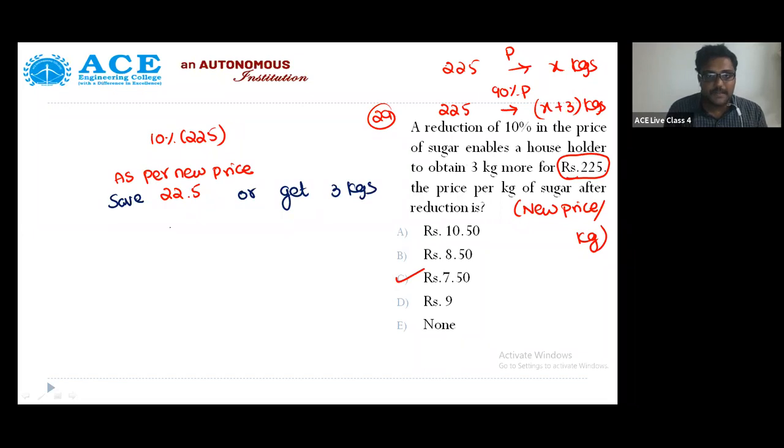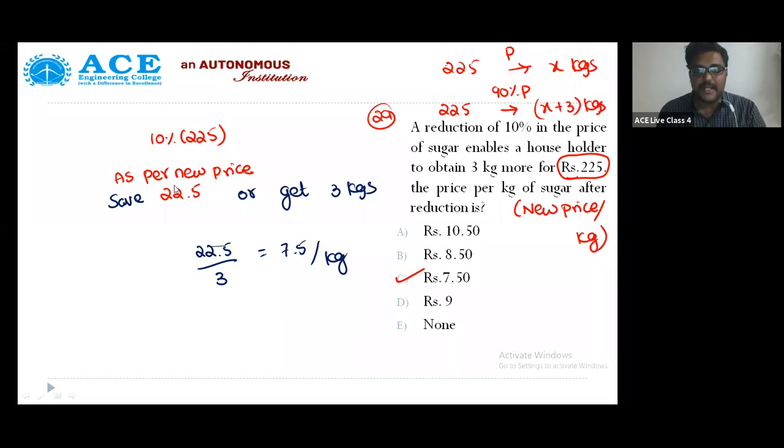Fine. So as per the new price, 22.5 rupees will give 3 kgs, which is 7.5 rupees per kg. That's it. Got it? See, you can save 22.5 rupees as the price decreased by 10%, or else you can get 3 kgs for that amount. Sujit Kulkarni, you had 225 rupees. You were getting X kgs last time. As the price is now decreased, you are getting 3 kgs more. If you don't want 3 kgs more, you can save 22.5 rupees.